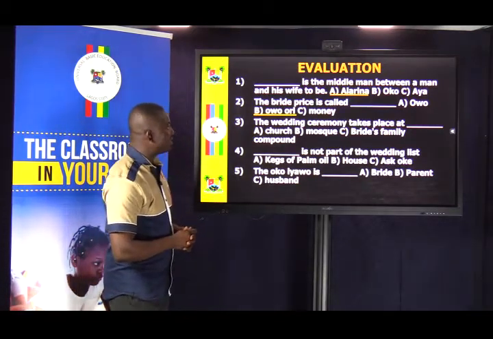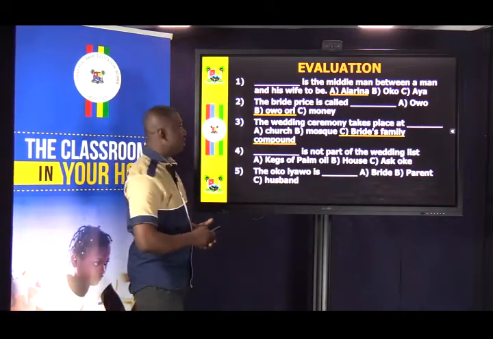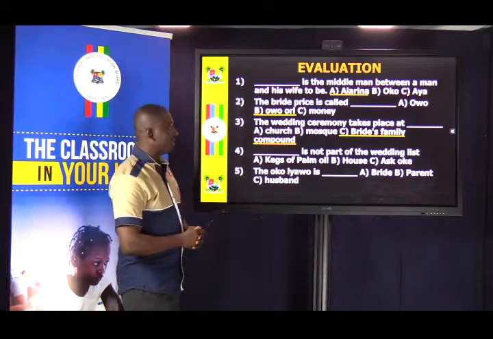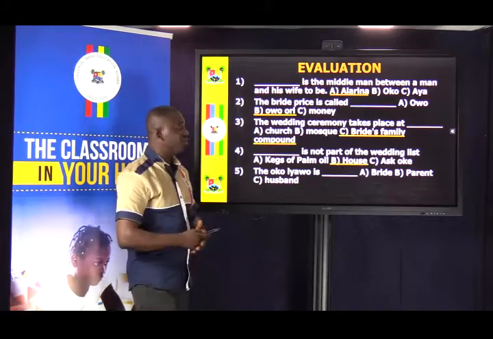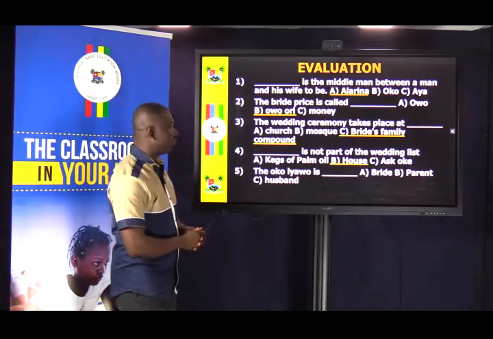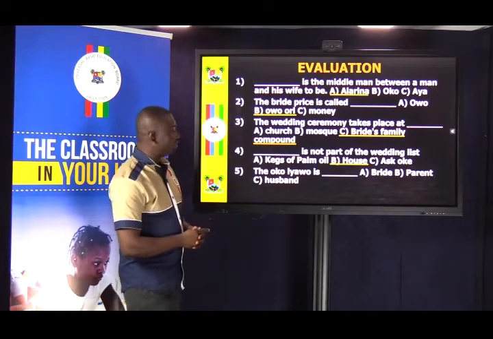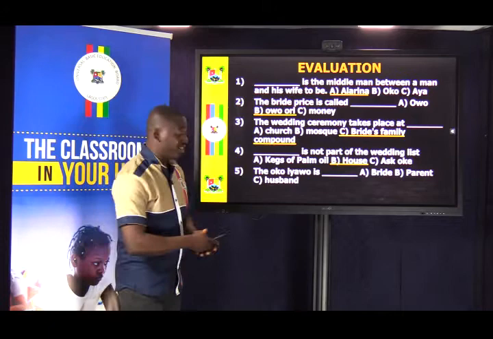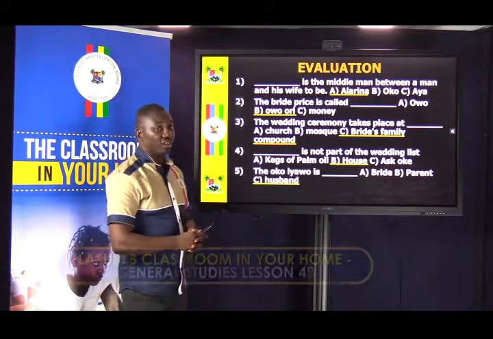Number 3, the wedding ceremony takes place at Dash, at the bride's family compound. The bride's family compound. And number 4, Dash is not part of the wedding list. Of course, they don't include house that you should build house for them as part of the wedding list. No. All right. And the last question, the Oko Iyawo is Dash. The Oko Iyawo is the husband. The Oko Iyawo is the husband.